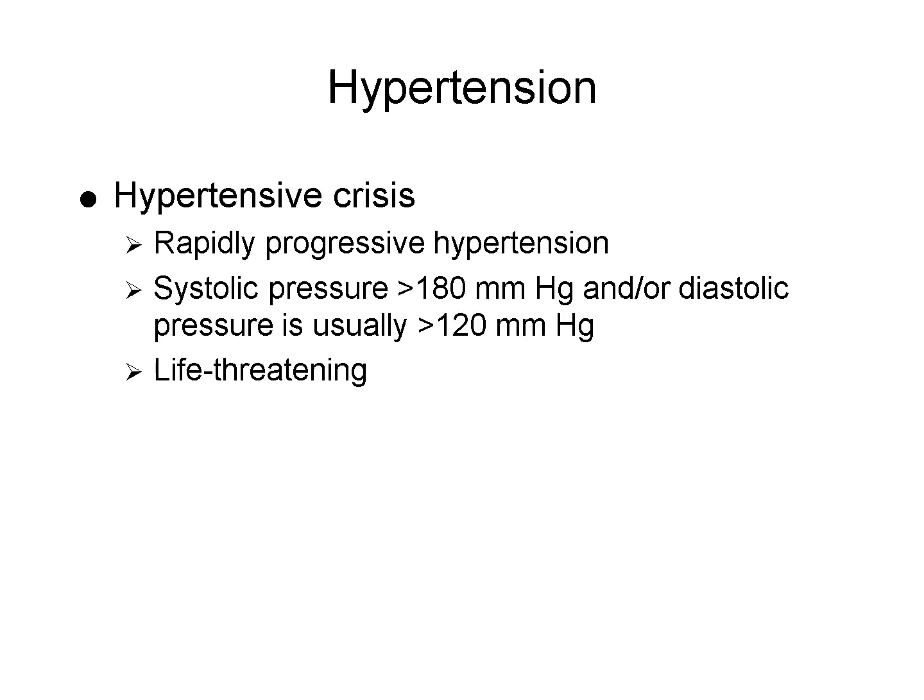Hypertensive crisis is a life-threatening condition characterized by a rapid rise in blood pressure. It is defined by a systolic pressure over 180 mm Hg and/or diastolic pressure over 120 mm Hg. Immediate medical intervention is necessary to prevent organ failure or death. Symptoms often include chest pain, headache, and confusion.